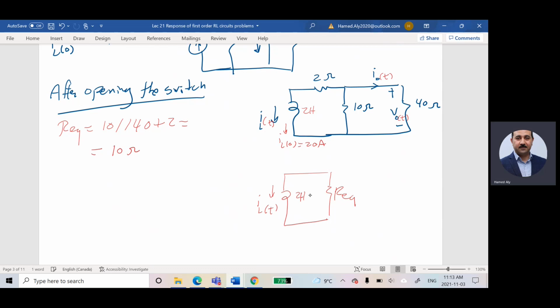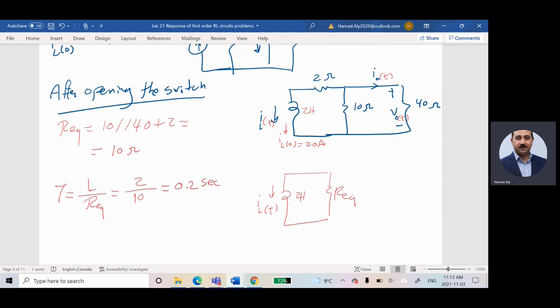Now, am I allowed to use the IL of T equation? Yes, you are allowed, because you have only one R and one L. So at that time, you have to calculate tau, which is equal to L equivalent over R equivalent, which is equal to L 2 divided by 10. This guy will be equal to 0.2 seconds, because it's time constant, right?